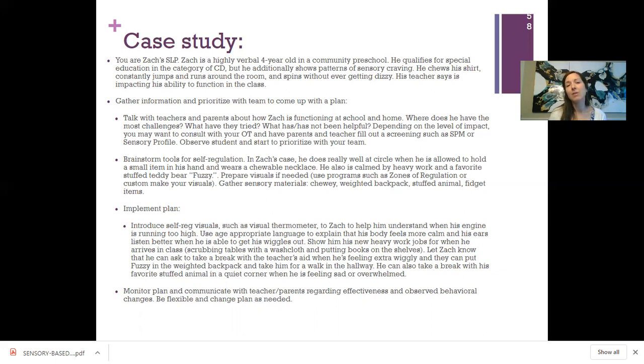And then you want to gather your sensory material. So in Zach's case, it would be the Chewy. He liked the weighted backpack, extra heavy work. He has a stuffed animal, and then he has his little box of fidget items. And then you would want to implement the plan.